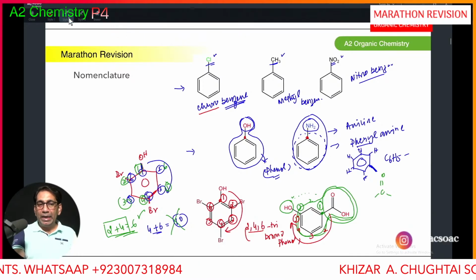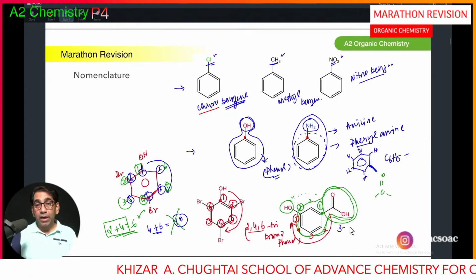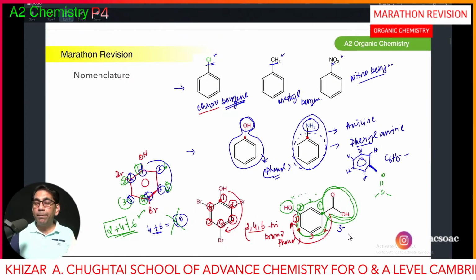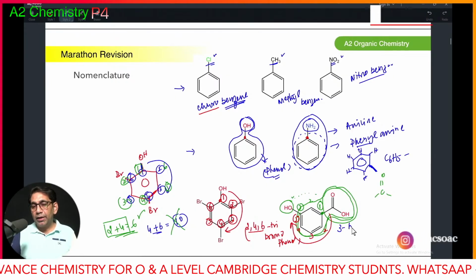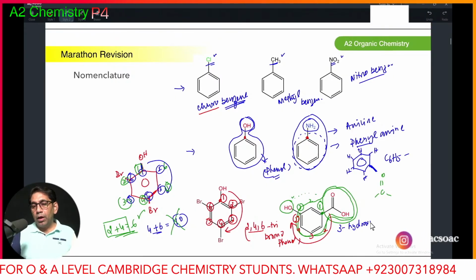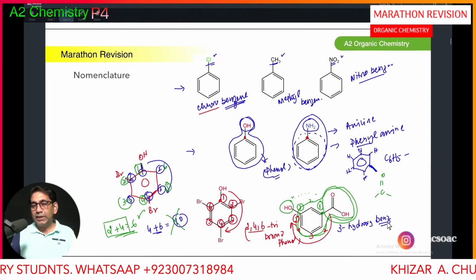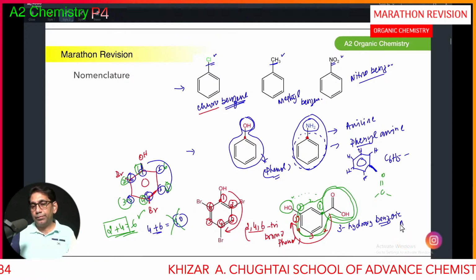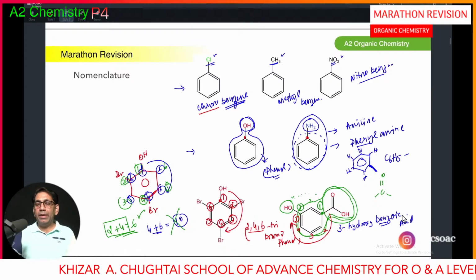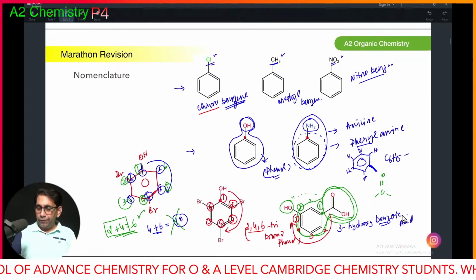So what will be its name? Its name will be 3. Now this time the OH group is behaving as a branch, a simple substituent group, so you will write hydroxy. 3-hydroxy benz. You will write just benz, not ene, benzoic acid. So 3-hydroxybenzoic acid is the name of this compound.